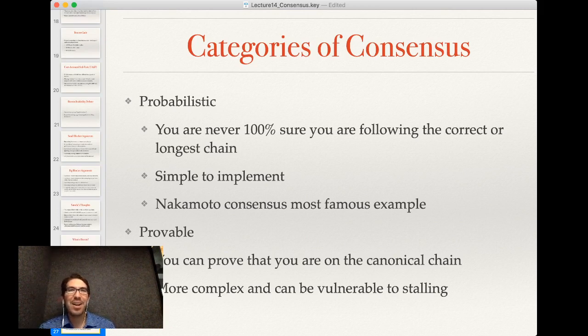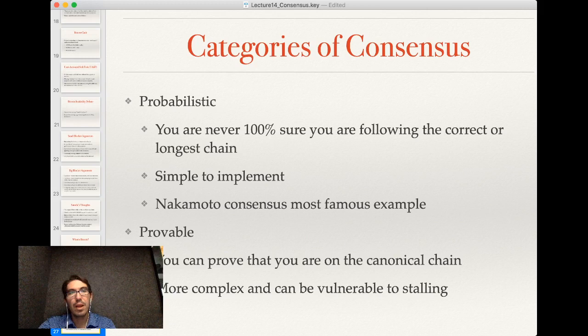So finally, let's talk about what people think about when they talk about consensus algorithms. One of the things, again, I wanted to cover is that there's a lot more to consensus than just consensus algorithms and just the computers, the nodes agreeing on consensus. So the two main kinds of consensus in blockchain are probabilistic consensus and provable consensus. So with probabilistic consensus, with Nakamoto consensus being the most famous example, that is how Bitcoin works, you're never 100% sure you're following the correct or the longest chain. Now you can be very, very sure, so that it's astronomically unlikely that you are not, but you can never be 100% sure.